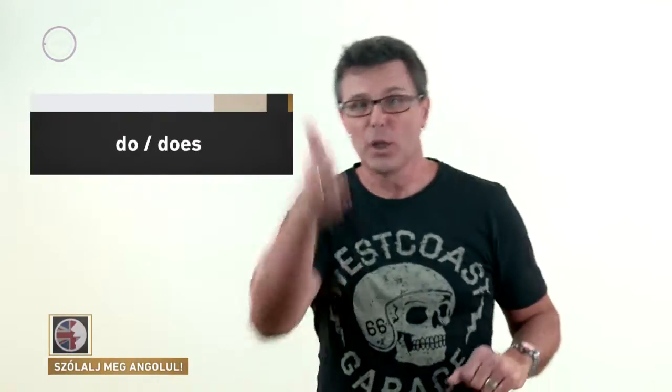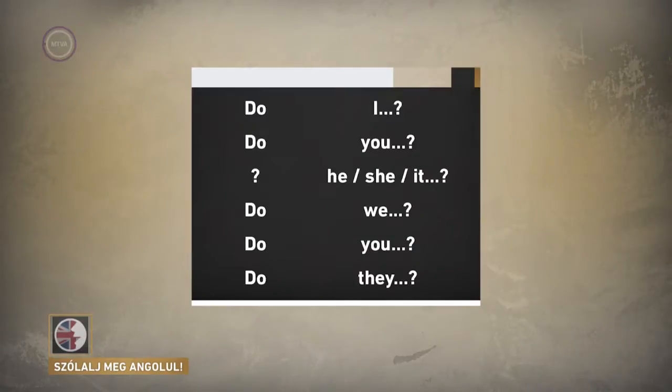If we're asking a question about the first person singular, I, or the second person singular, you, or any of the plural subject forms, we, you, or they, then we're going to start the question with do. Okay, and then what? Well, when we're asking questions in the present simple in English, we start with the auxiliary verb correctly conjugated, so either do or does, and then follow the auxiliary verb with the subject. Do I? Do you? Do we? Do you? Do they? All right.